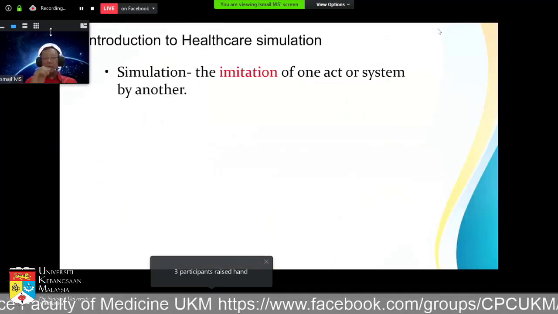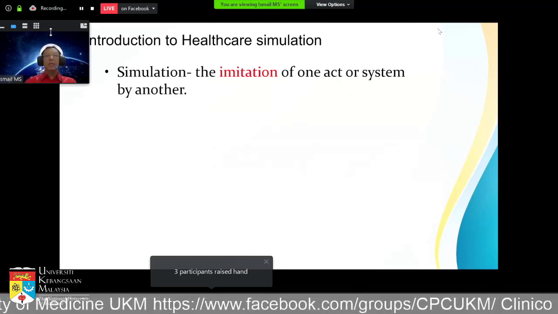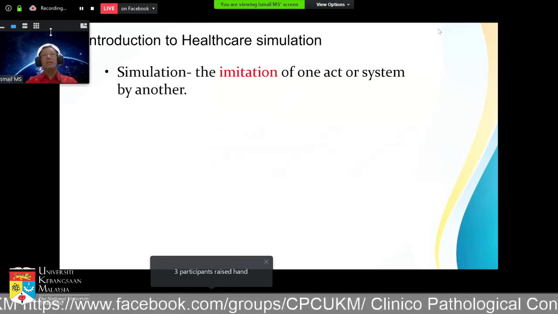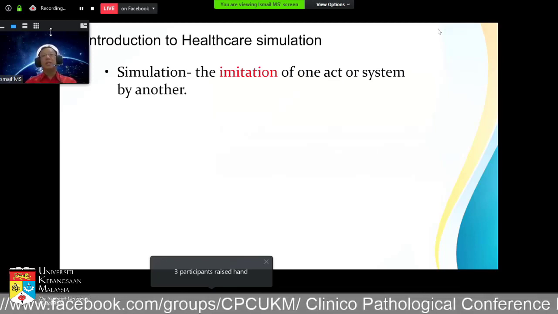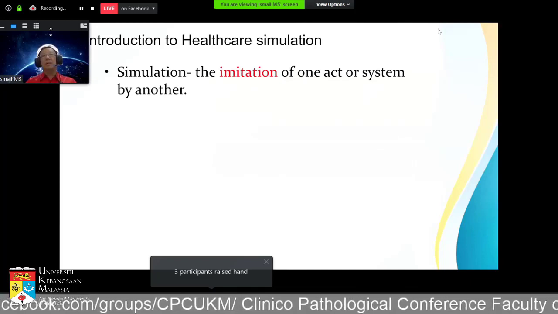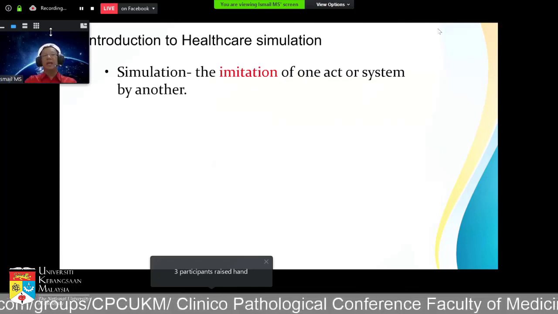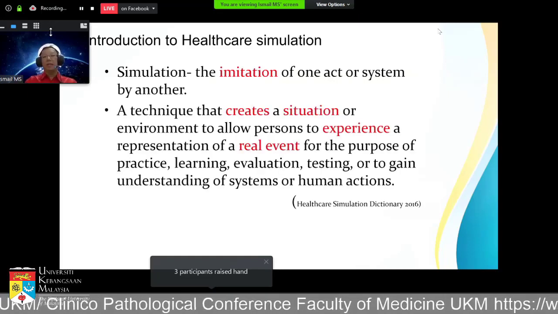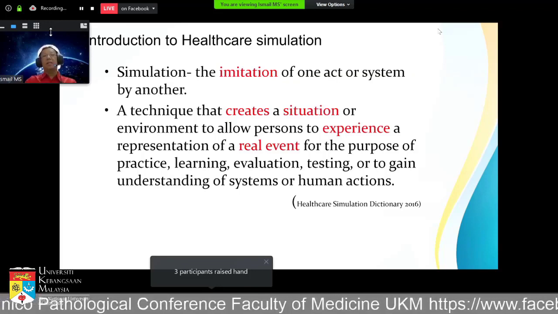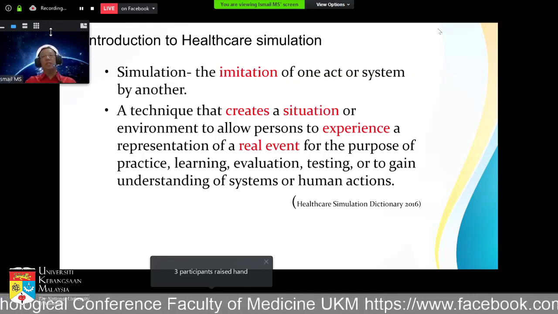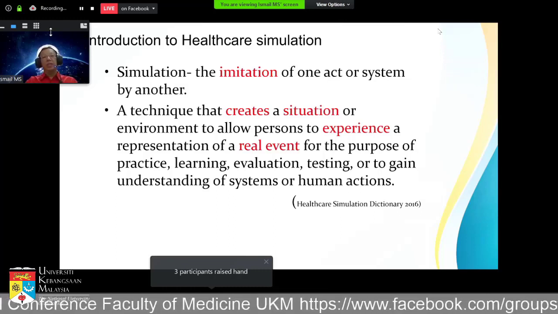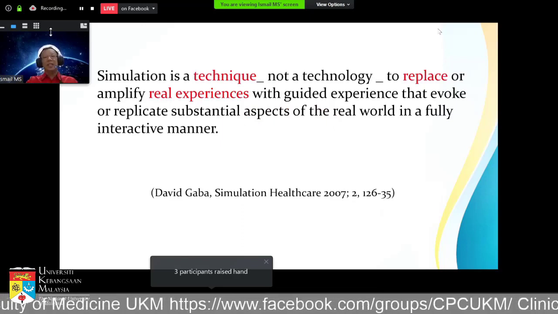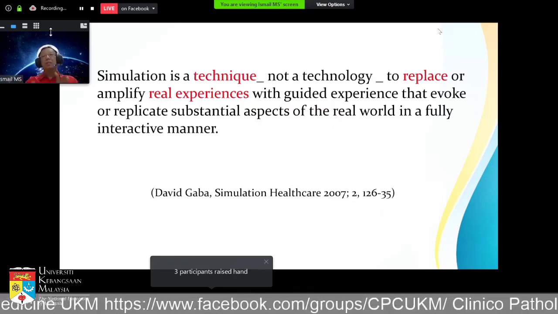But let me tell you that simulation is not just that. Simulators have been given the main crux of simulation, but simulation in education per se is not about the simulators. It is about a technique of how you imitate the real thing. The Dictionary of Healthcare Simulation defines simulation as a technique that creates a situation that allows the person to experience a real life event. So simulation is the technique and not the technology. When I say technology, we're referring to the simulators.